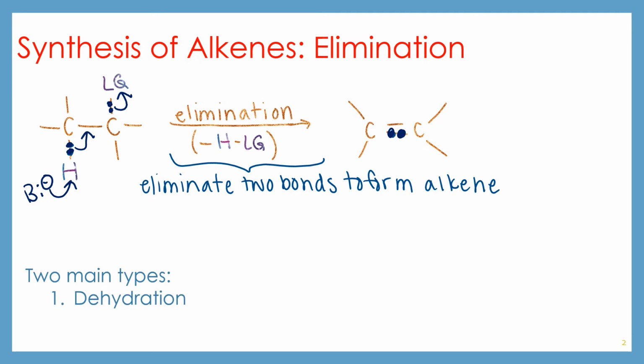There are two main types of elimination reactions. The first is dehydration, or the loss of water, and the second is dehydrohalogenation, which would be the loss of a hydrogen atom and a halogen atom.